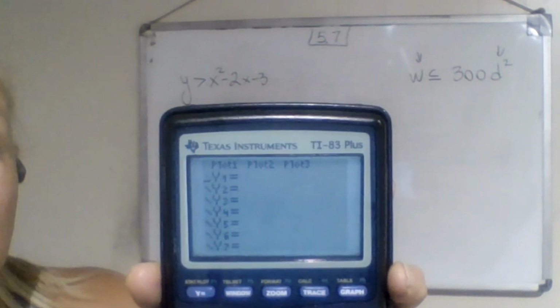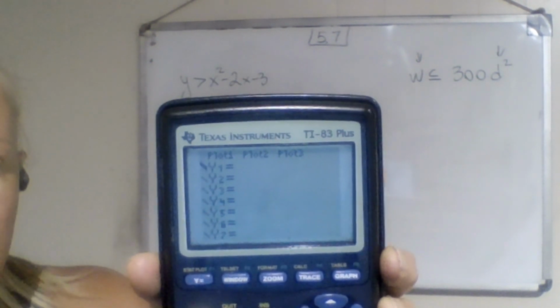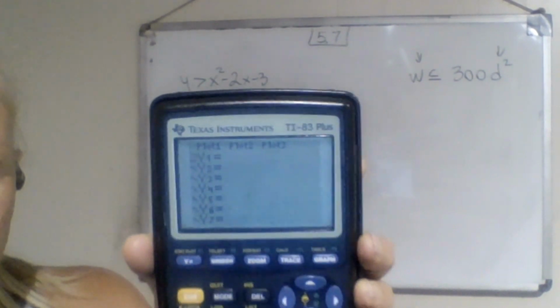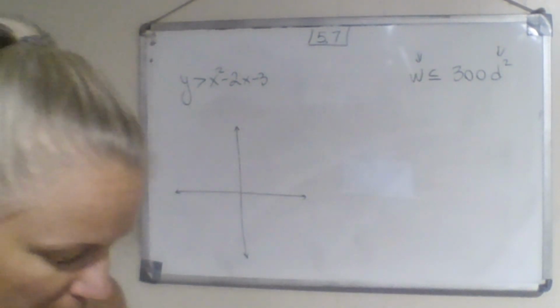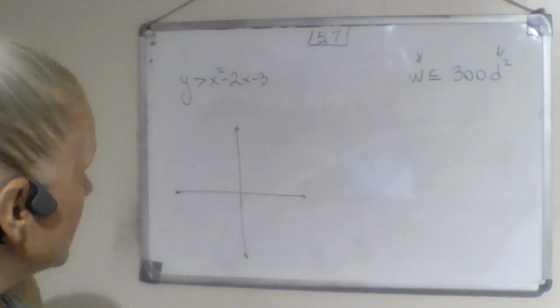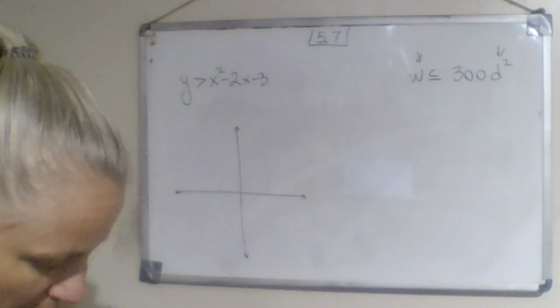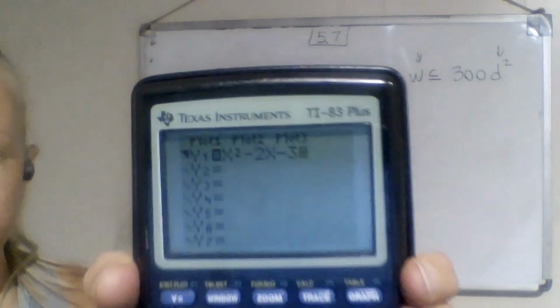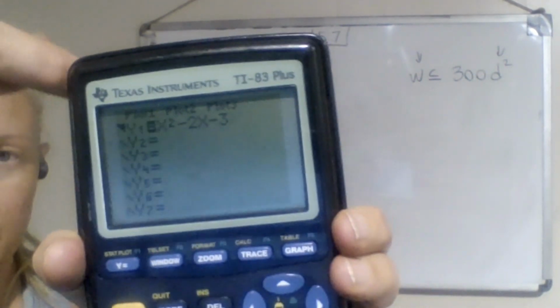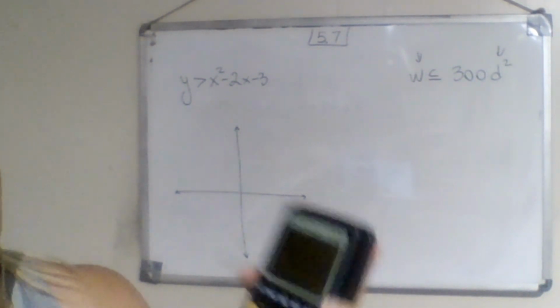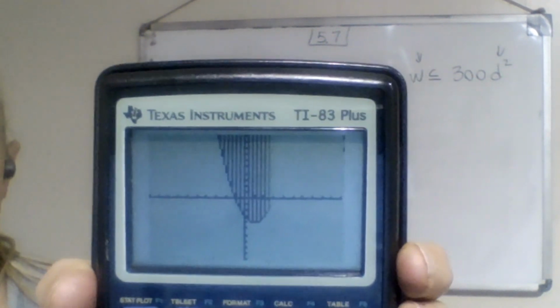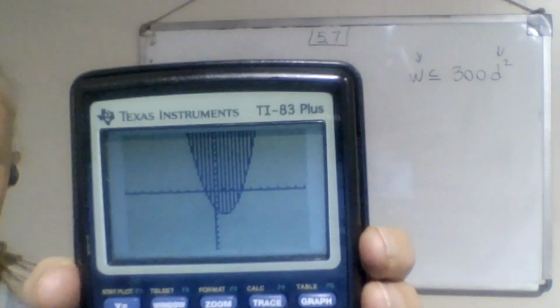I'm looking for a greater than. So I need the little thing that points up right there. I'm pointing up. I can now put in x squared minus 2x minus 3. You see this? Just put it in. But now I have a little arrow that points up. And now I'm going to go zoom 6 every single time because I don't want to mess with my zoom. This is going to graph it for me. All I have to do is transcribe it.